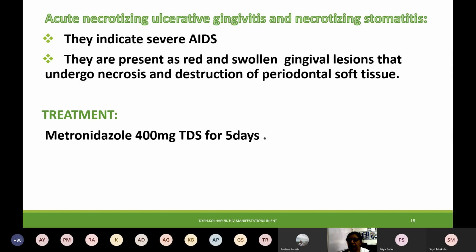Acute necrotizing ulcerative gingivitis and necrotizing stomatitis are very common in AIDS. If you get such a patient, then you must think about AIDS. They present as red swollen gingival lesions that undergo necrosis and destruction of periodontal soft tissue. The treatment is metronidazole 400 milligrams 3 times a day for 5 days.